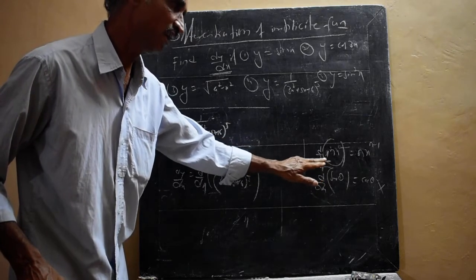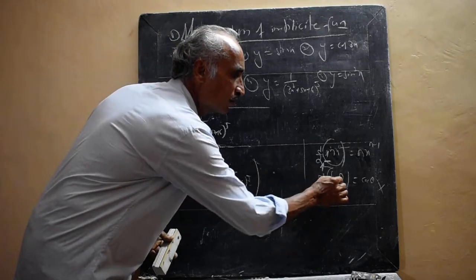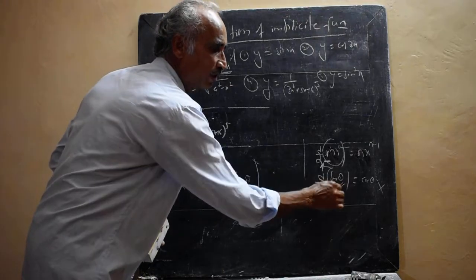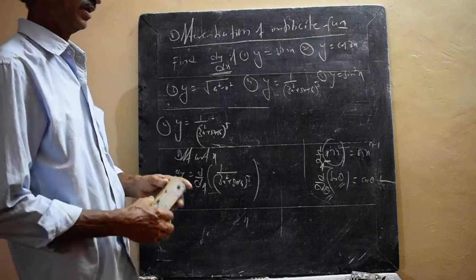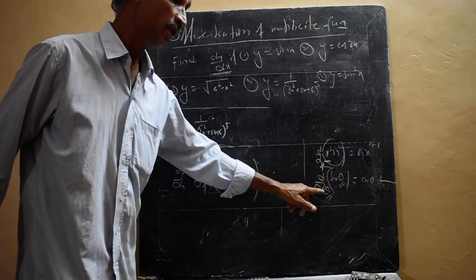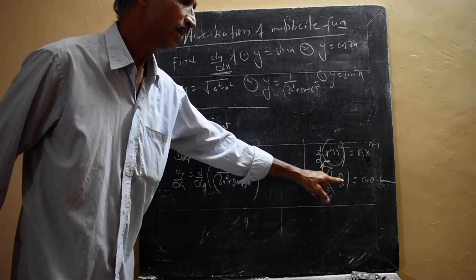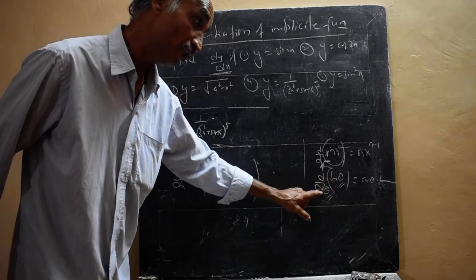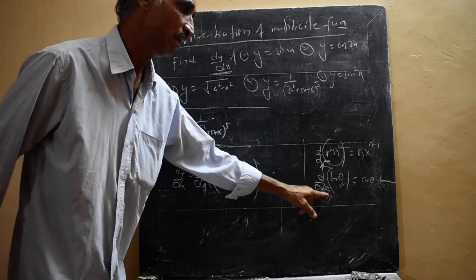A function of theta can be differentiated with respect to theta only. Instead of d by dx of sin theta, take d by d theta of sin theta. Look at the variables matching, theta and theta. Then it is cos theta, which is correct. Look at the difference. d by dx of sin theta is cos theta is wrong because the variables are mismatching, here x, here theta. But d by d theta of sin theta is cos theta is correct because the variables are matching, theta and theta.